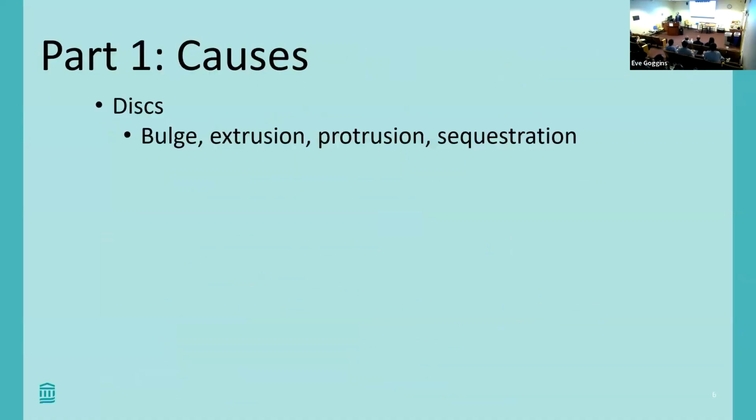Okay, so causes: discs, bulge, extrusion, protrusion, sequestration; facets; ligamentum flavum thickening. Personally, I feel that ligamentum flavum thickening is probably overcalled by trainees. The ligamentum flavum is like the ventral part of the facet capsule. It's all contiguous with that. So unless you're going to have big bulky facets, it would be quite unusual to have a thickened ligamentum flavum. So really only consider calling that if it's markedly thickened.